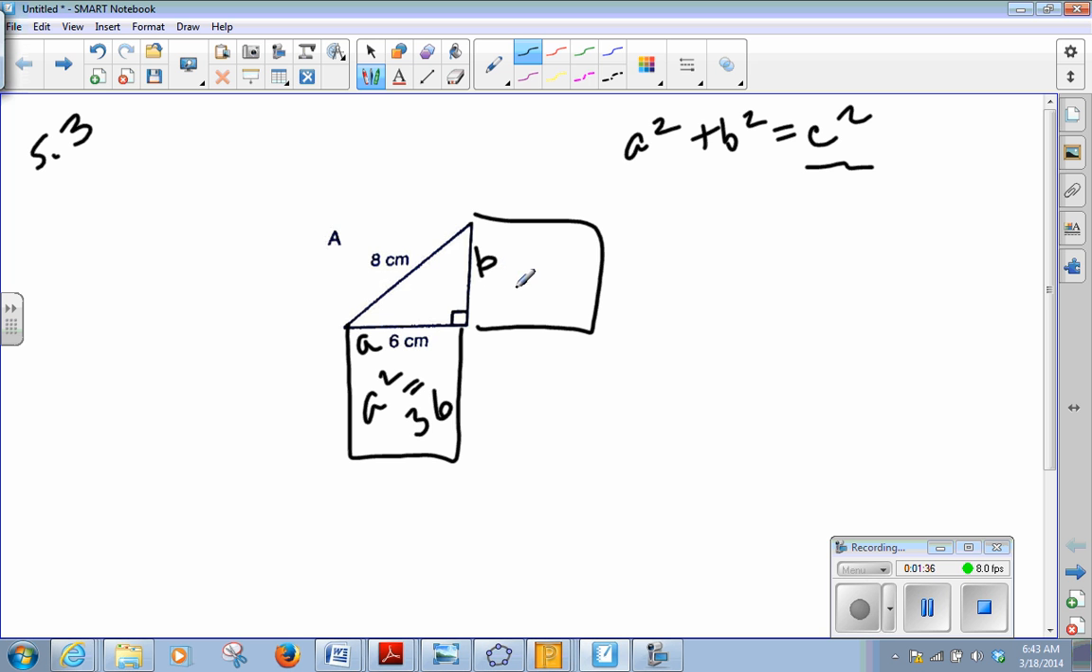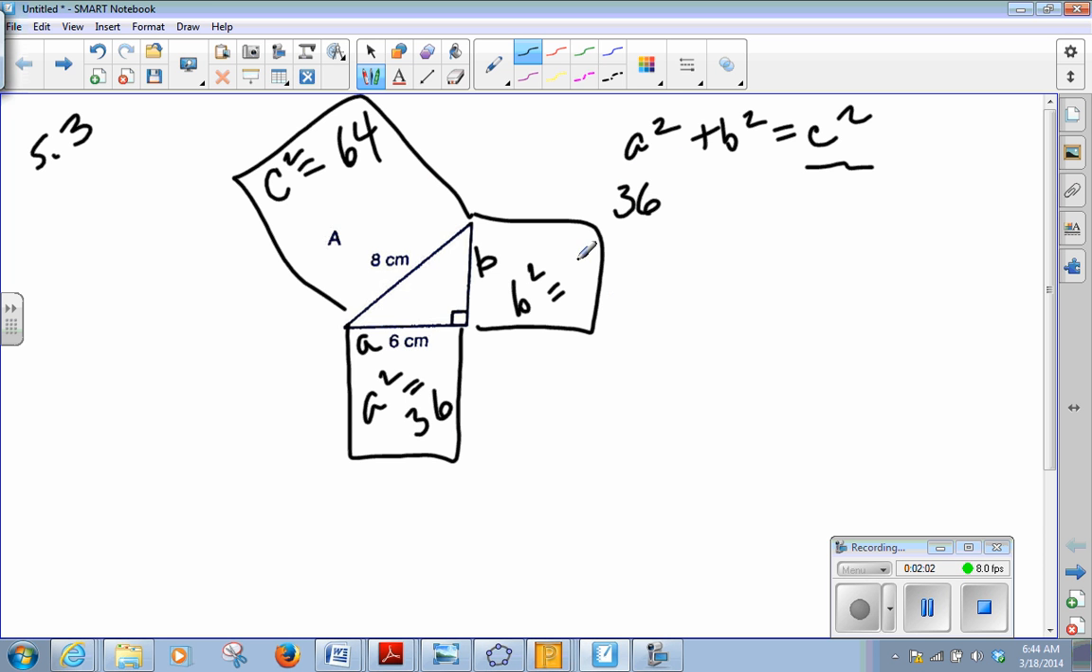Now b squared, we don't know what b squared is yet, because that is our missing side. Since we don't know what b is, we can't know what b squared is. But if we take these two numbers and we square them, and then we add them together, it'll give us the square of the longest side, the hypotenuse. And of course, c squared, in this case, is 8 times 8, which is 64. So right now, a squared is 36. I don't know what b squared is, but they both add together to get 64, because that's c squared.